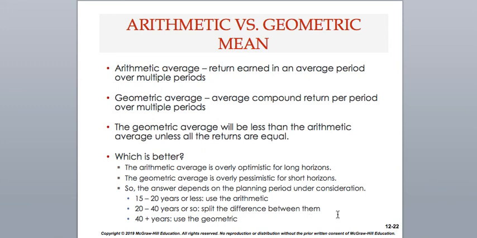And the reason we're talking about this is really for research purposes. So if you're doing research and you're looking at very long time periods, over 14 years, and you want to find an average, you have to look at the geometric average. If you're looking at 15 to 20 years or less, it's better that you look at the arithmetic average.